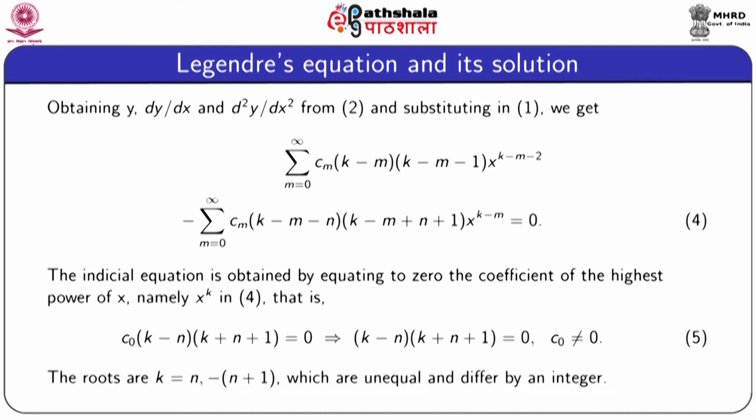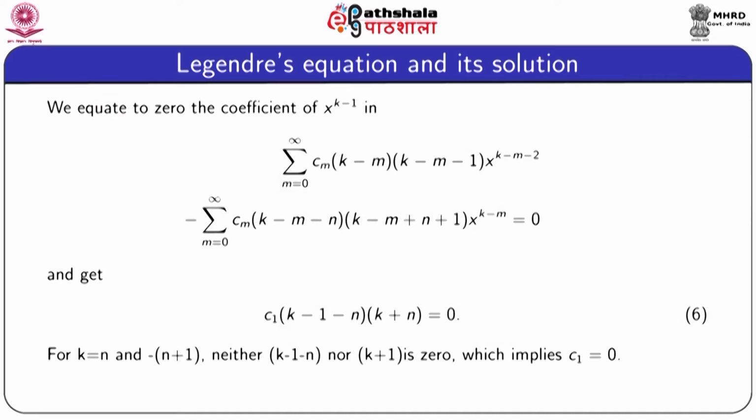So, the indicial equation in this case will be obtained by putting m equal to 0 in this particular equation, and when we do that you get an equation of the form C0 (k minus n)(k plus n plus 1), which is this equation number 5. Obviously, C0 is not equal to 0 by assumption. So, you are left with a quadratic equation in k, which you solve and you get the roots of k as k equal to n and minus (n plus 1), which are unequal and differ by an integer.